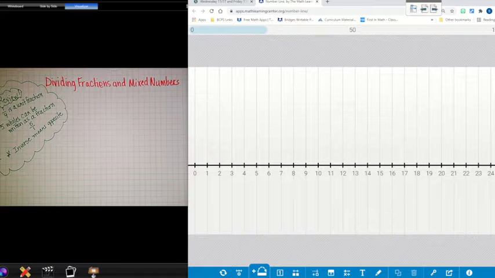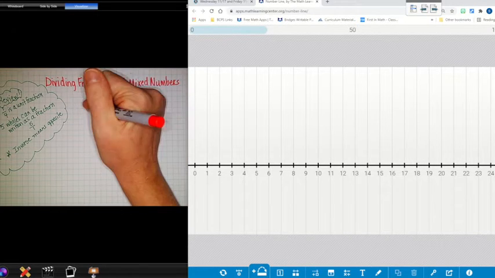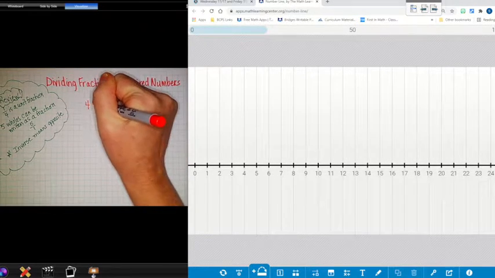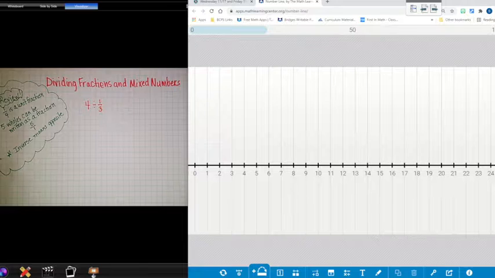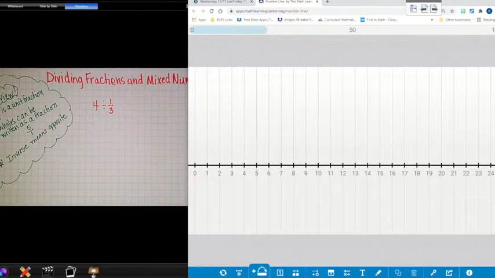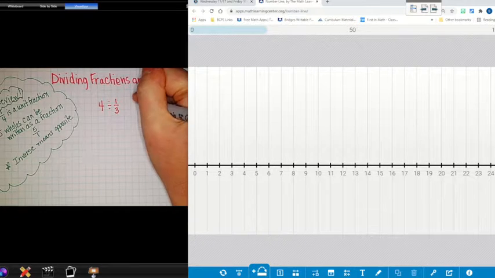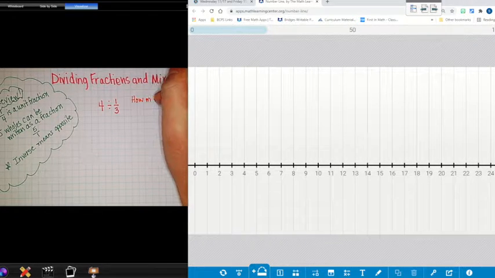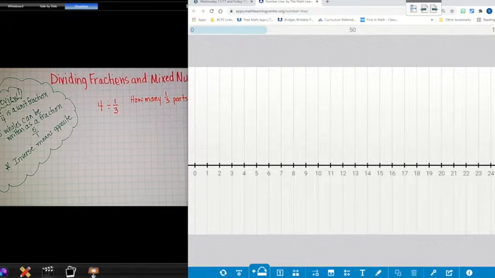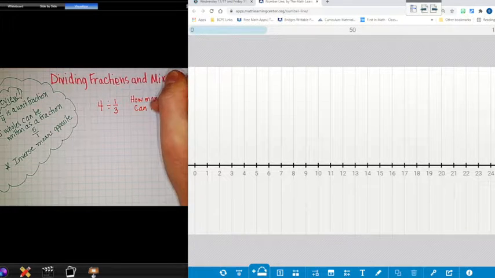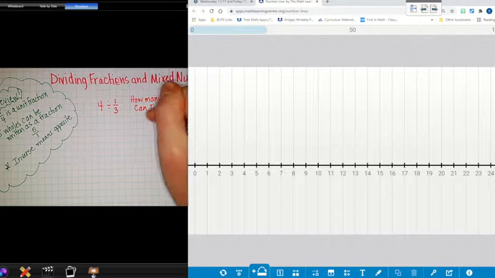All right, so we're going to take a look at what it means to divide first a whole number by a fraction. So we're going to start with, I'm going to use red. We're going to use 4, and we're going to divide that by 1/3. Okay, so the problem that we have here, we're saying to ourselves, we have 4 wholes. So we're kind of asking the question, how many 1/3 parts or pieces can I make with 4 wholes?